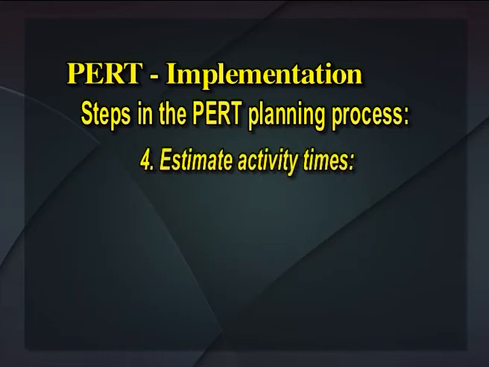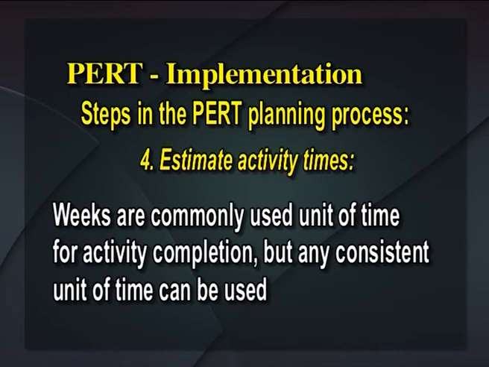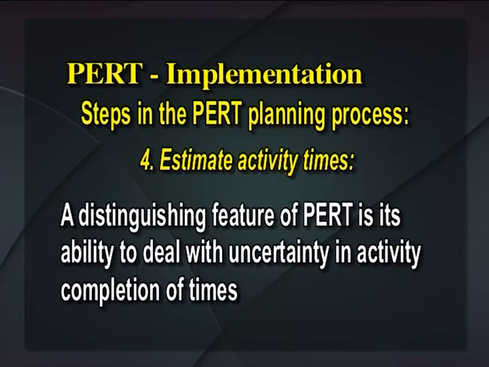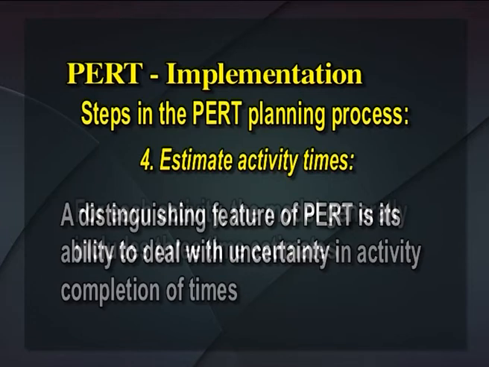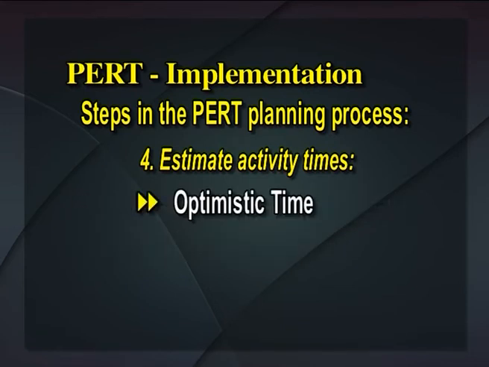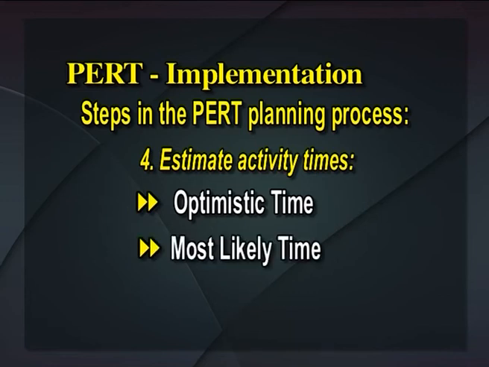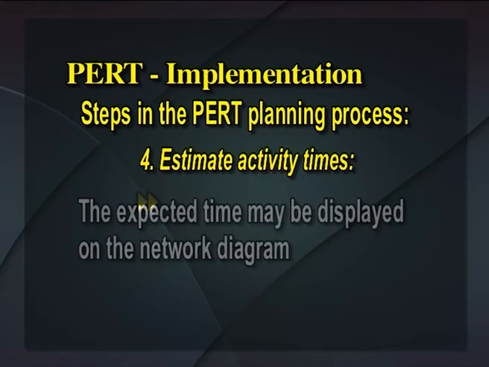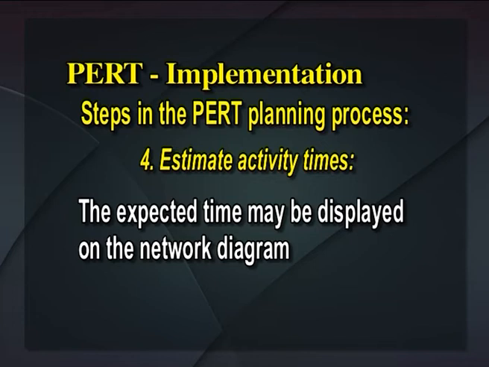Estimate activity times. Weeks are a commonly used unit of time for activity completion, but any consistent unit of time can be used. A distinguishing feature of PERT is its ability to deal with uncertainty in activity completion times. For each activity, the model generally includes 3 time estimates: optimistic time, most likely time, and pessimistic time. The expected time may be displayed on the network diagram.